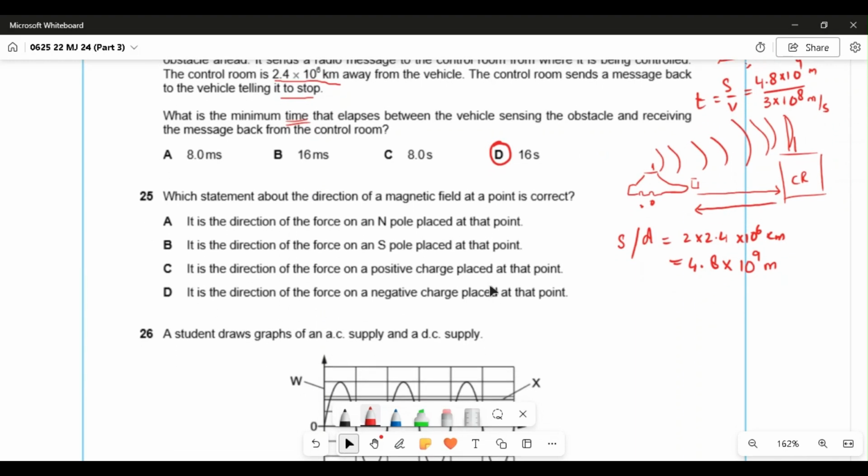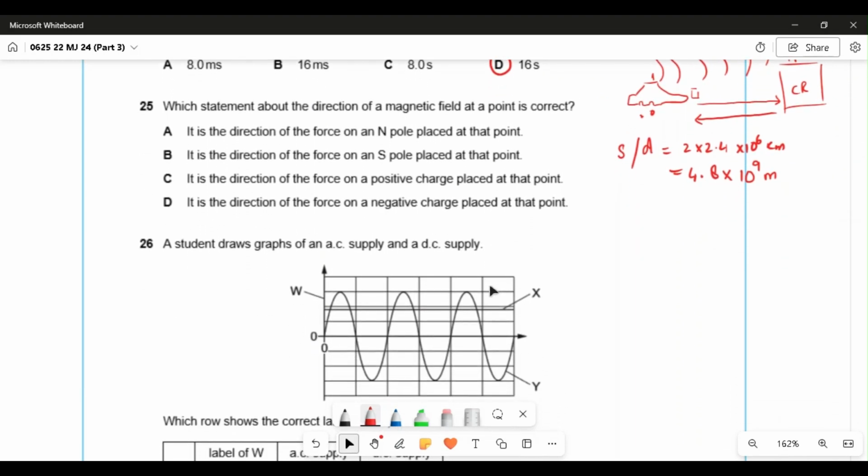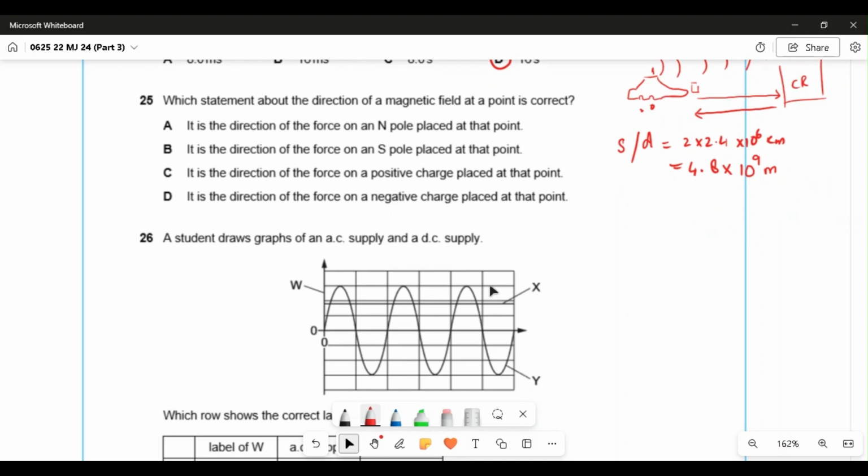Which statement about the direction of the magnetic field at a point is correct? The direction of the magnetic field is always from the north pole to the south pole. At a point inside the magnetic field, the north pole of any magnet will point in the direction, like a compass always indicates the north pole of the magnetic field, so it is the direction of the force on a north pole at that point.